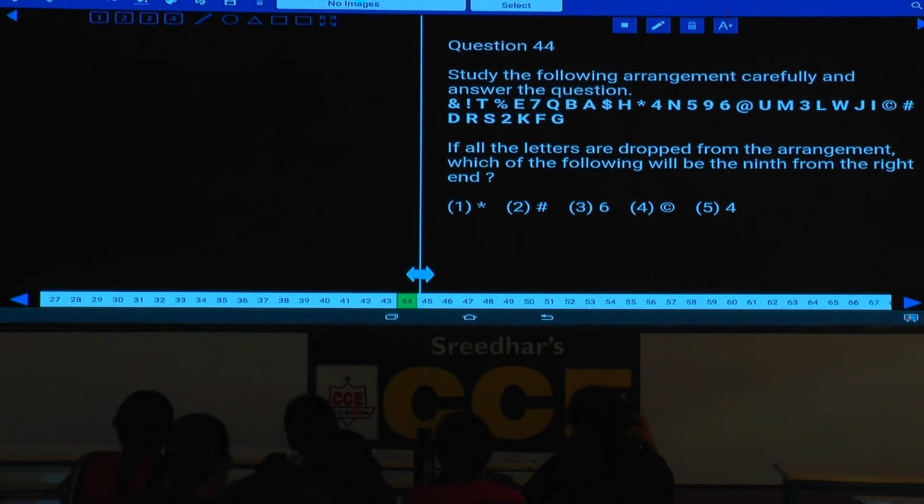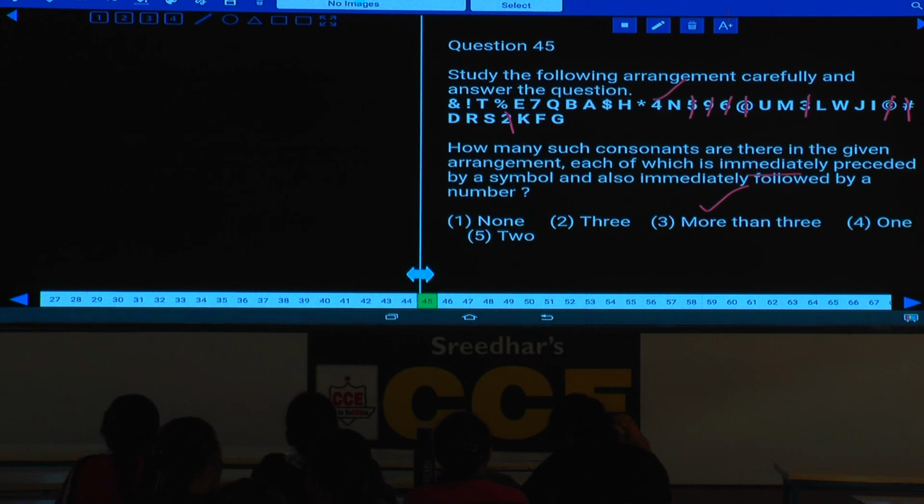If all the letters are dropped from the arrangement, then which of the following will be 9th from the right hand? Start counting without the letters. This is 1. Next one, this is 2, 3, and 4, isn't it? 5, 6, 7, 8. And 9th element from the right hand side is what? 4. And that 4 is given in choice 5. 9th element from the right hand side without the letters, choice 5.